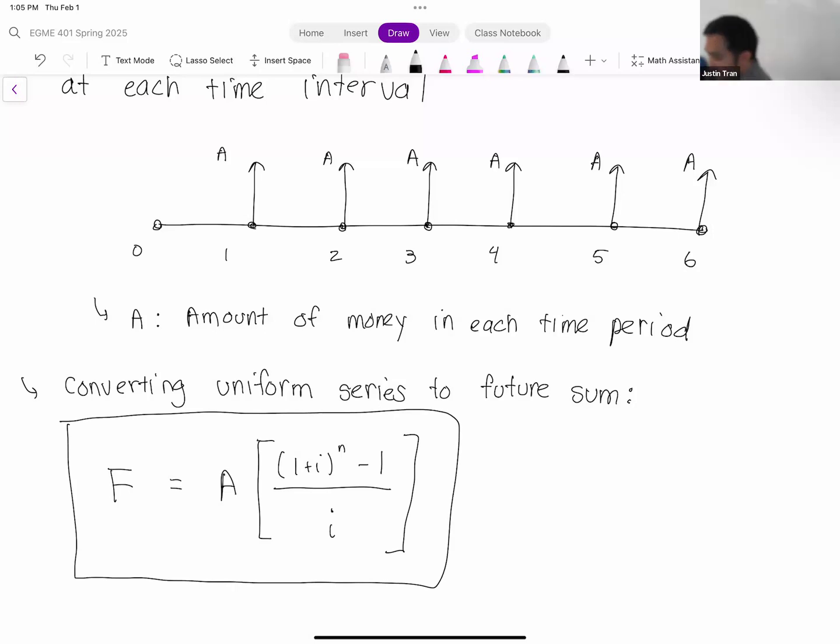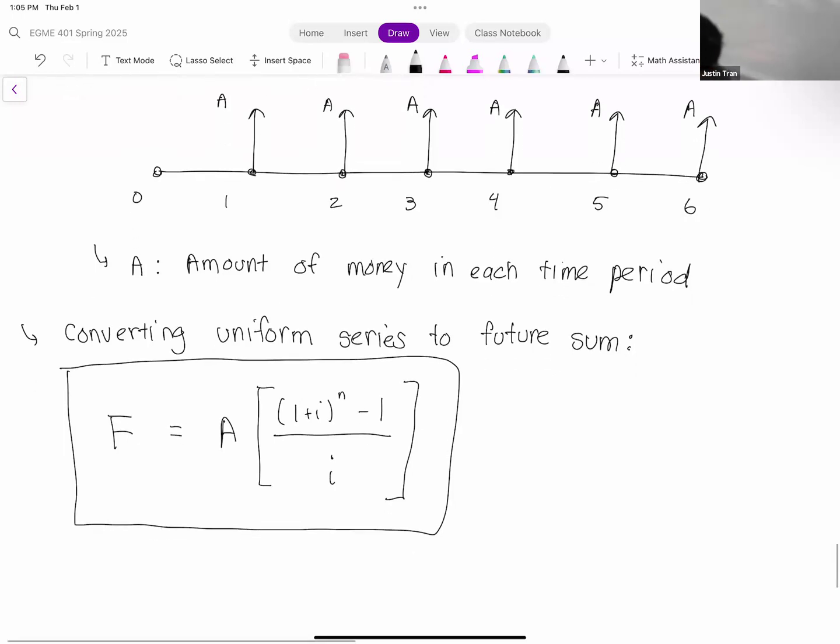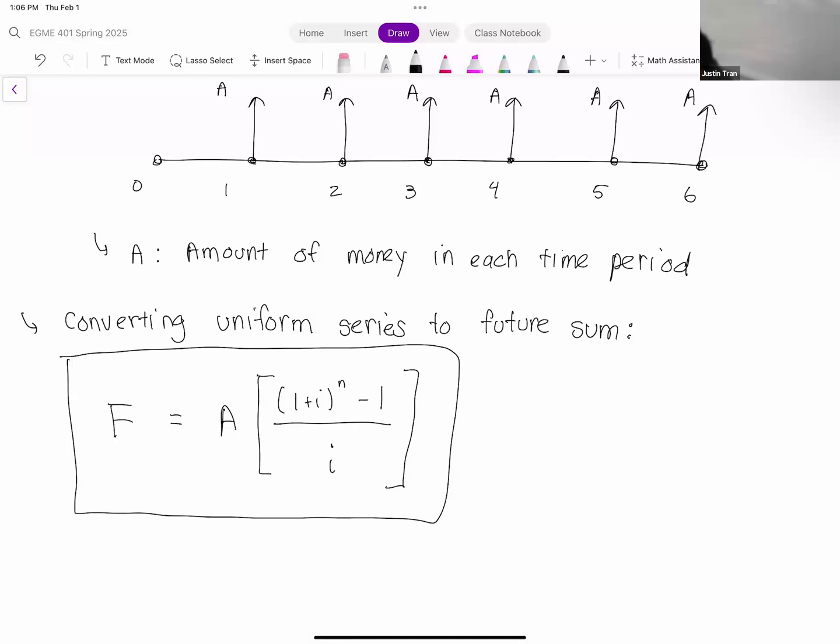Okay. And so in this formula here, if we know everything on the right-hand side, so let's say that we know our uniform series amount, we plugged it in for A. We know our interest rate, I. Remember, interest rate is always expressed as a decimal. And the last variable we need is N. Okay. Then we can use this formula to convert that uniform series to an equivalent future sum.